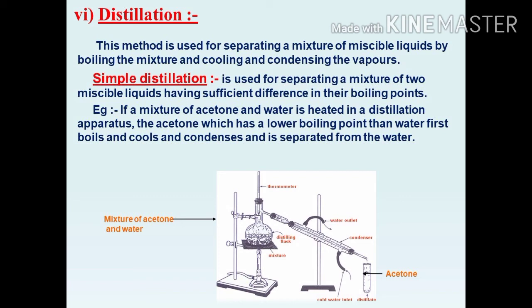Example, if a mixture of acetone and water is heated in a distillation apparatus. In this apparatus, first we are taking two common liquids, one is acetone and the other water. In this mixture, acetone has a low boiling point, water has a high boiling point. So when we heat, acetone first starts to boil and it is converted into vapors, then it is allowed to cool, again condenses, and it is collected in a separate test tube.